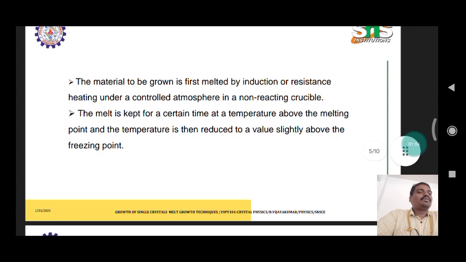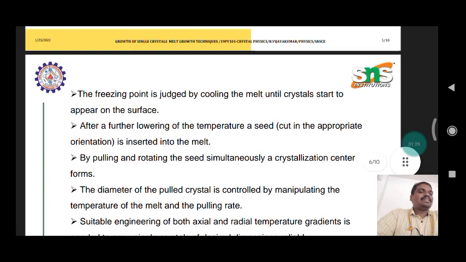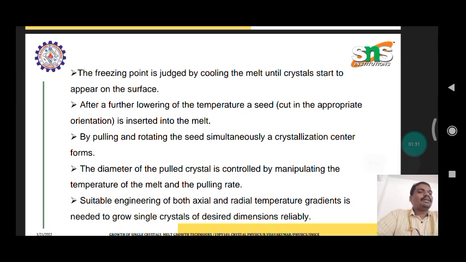The material to be grown is first melted by induction or resistance heating under a controlled atmosphere in a non-reacting crucible. The melt is kept for a certain time at a temperature above the melting point, and the temperature is then reduced to a value slightly above the freezing point. The freezing point is judged by cooling the melt until crystal starts to appear on the surface. After a further lowering of the temperature, a seed is inserted into the melt.